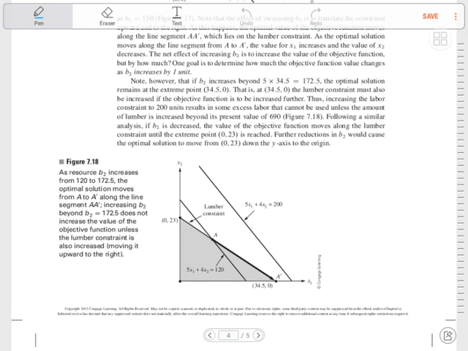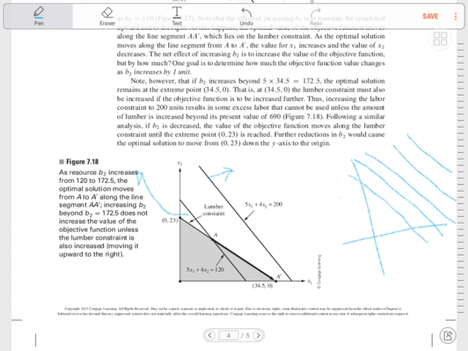Suppose this was the line 5x1 plus 4x2 equal to 120. This was the original constraint, this line. Now this line can be shifted. Let me draw a figure roughly. This was the original line, and now we are shifting it. One example of it is this one, where the value is changed from 120 to, suppose, 200.